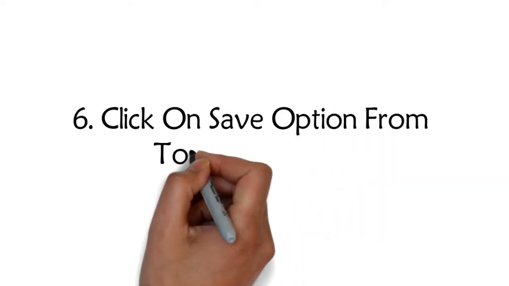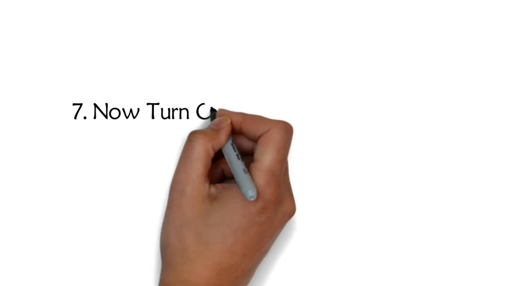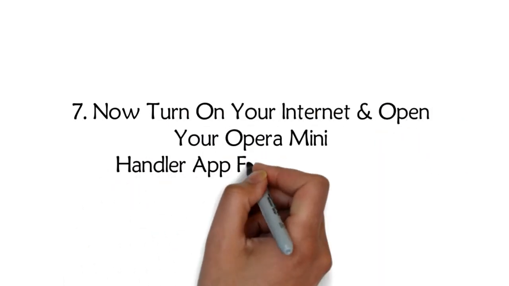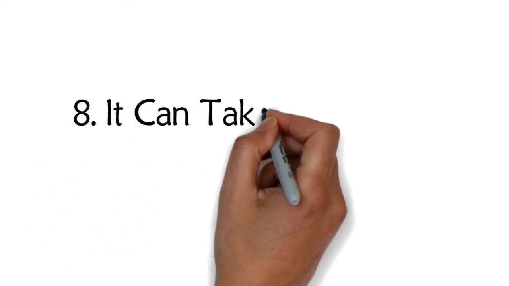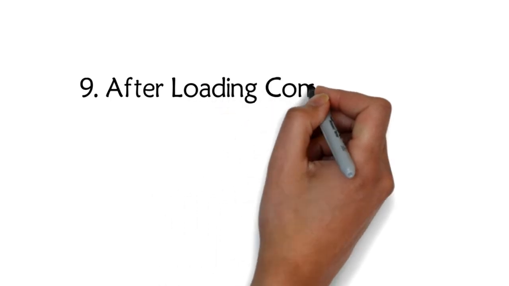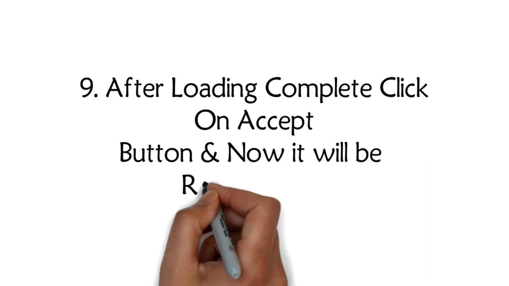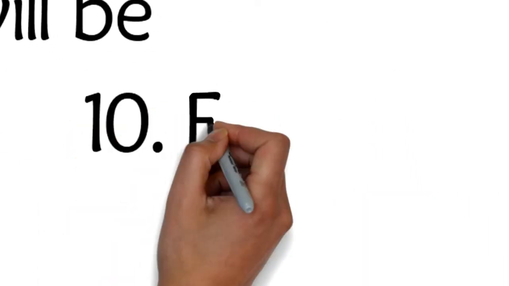6. Click on the Save option from the top right corner. 7. Now turn on your internet, open your Opera Mini Handler app from the homepage. 8. It can take some time, first time only. 9. After loading is complete, click on the Accept button, now it will be ready to use. 10. Enjoy.